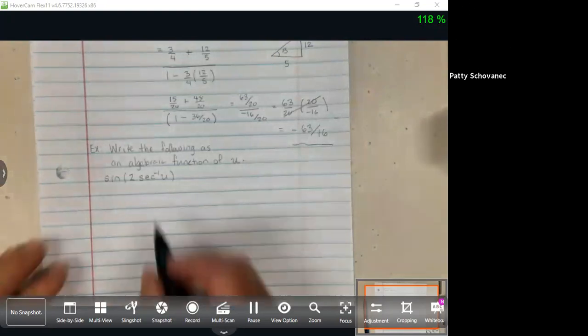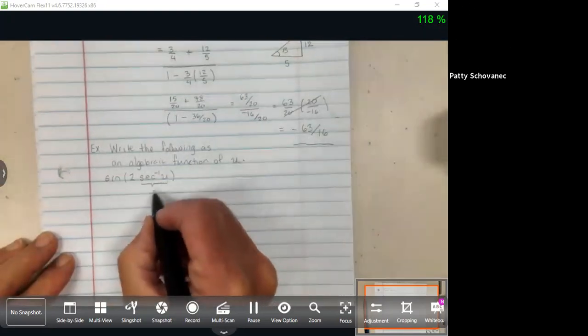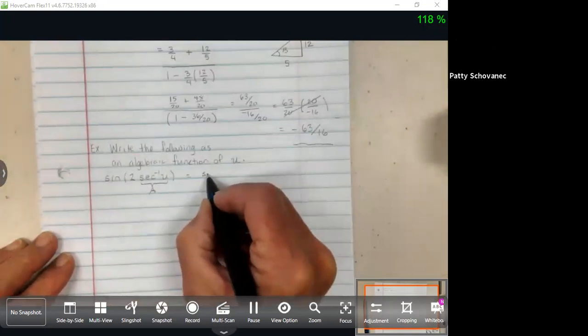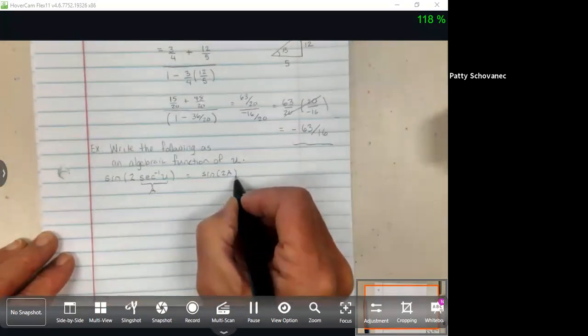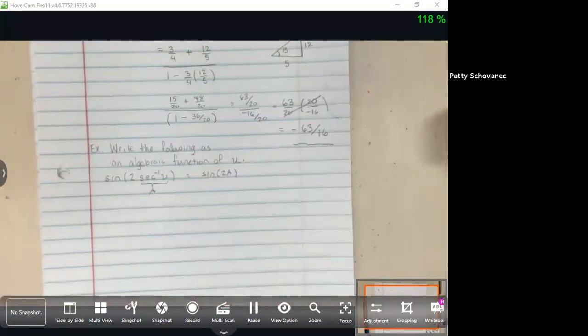The presence of the 2 there means I've got to use a double angle formula. So let's call this part A. And I'm going to find the sine of 2 times A, but I want to write it only in terms of u, no trig functions in it.